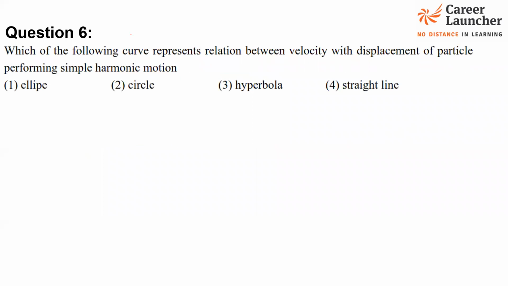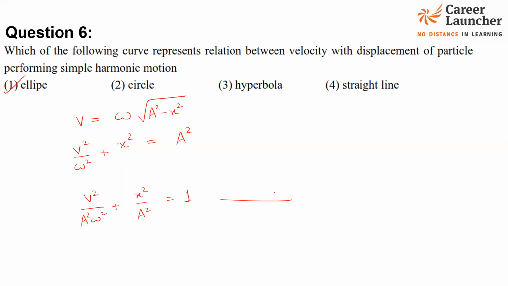Which of the following curve represent the relation between velocity and displacement of the particle performing a simple harmonic motion? Again, it's directly from your notes. So velocity is given as omega under root of a square minus x square, or v square upon omega square plus x square equals to a square, you know. So you can write it as v square upon a square omega square and x square upon a square equals to 1. This is an equation of an ellipse. And if you want to draw this, it will be drawn in this manner, that velocity is here, x is here. So it is going to look like this.